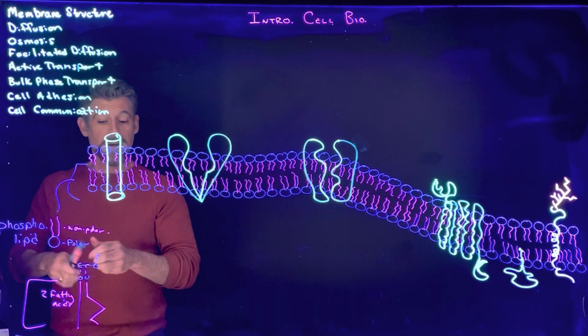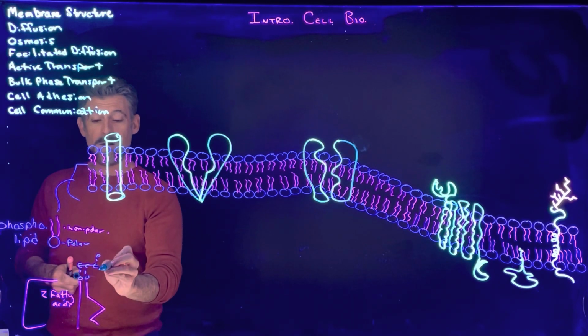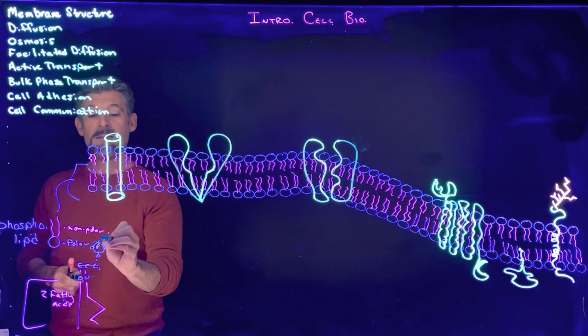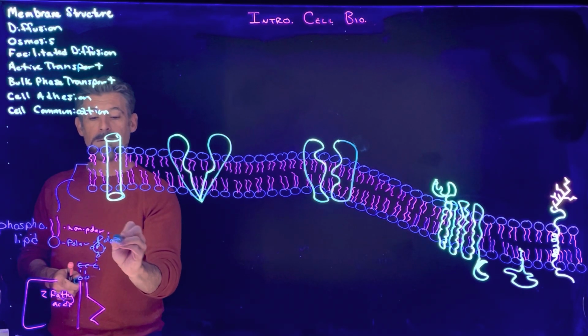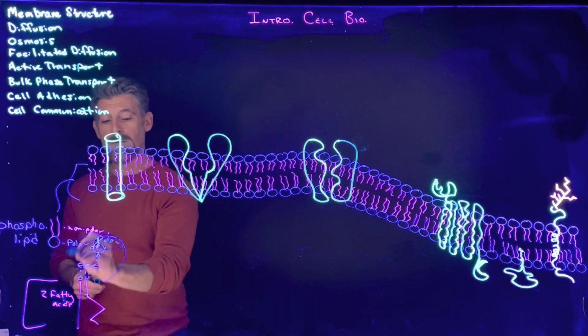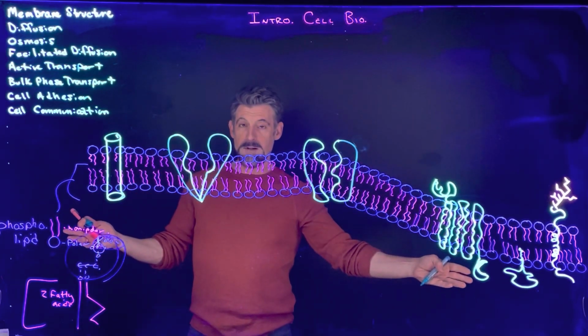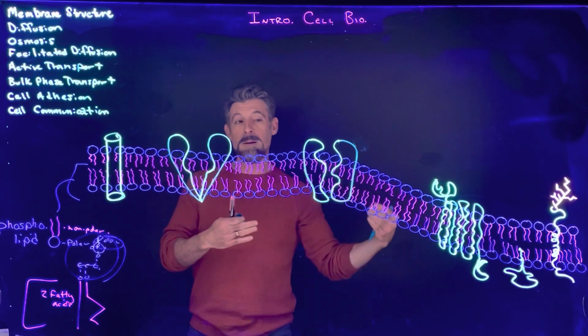Our polar part is going to consist of the glycerol, phosphate functional group, which has oxygens attached to it, and then also a polar molecule that's attached to that. So there's this sort of a big polar area and a big nonpolar area, and that's our phospholipid. That's the basis of all the membrane structures.